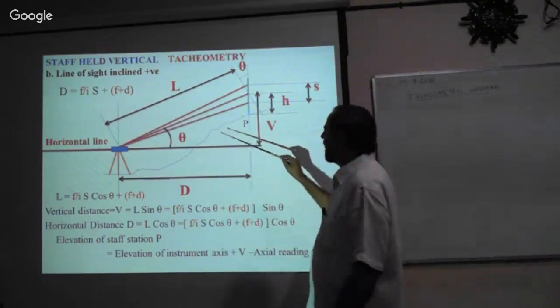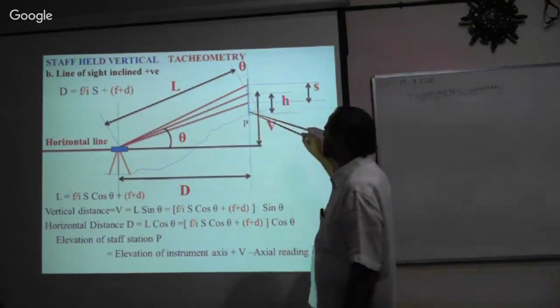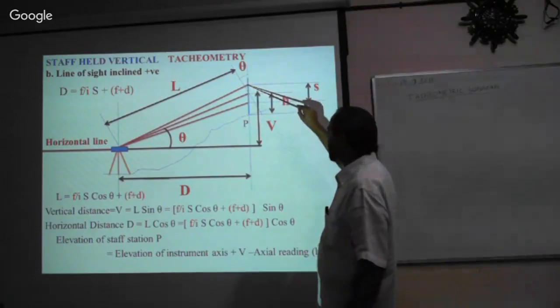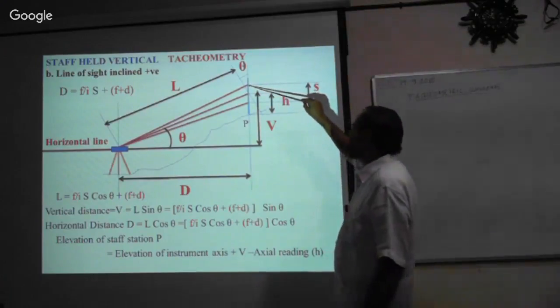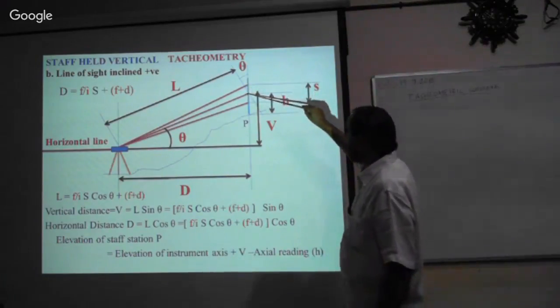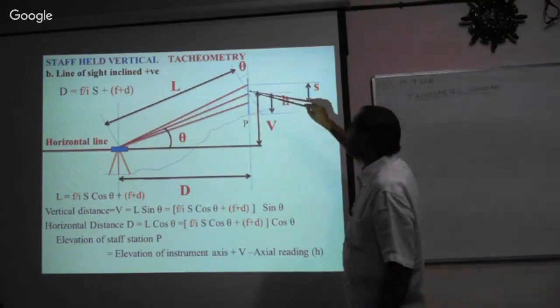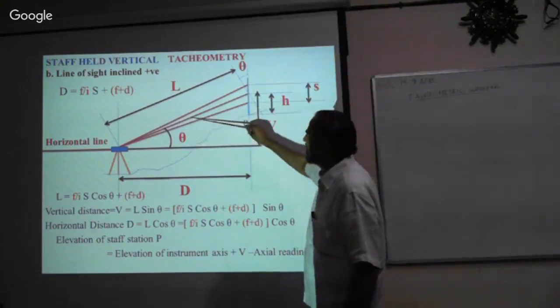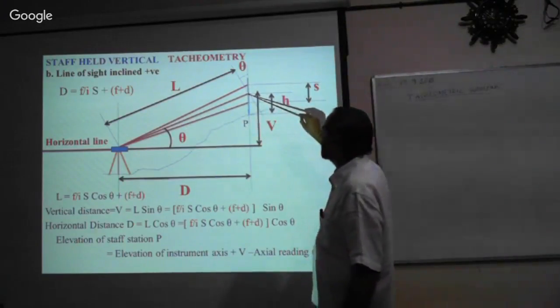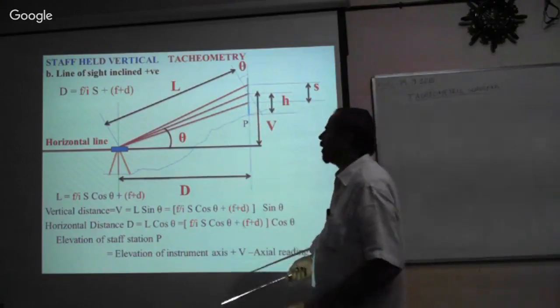Now the data we are going to collect from this: one is the top hair reading, which we can read from the stadia, and the central hair reading and the bottom hair reading. There are three data, plus one angle, that is the vertical angle. So now we have four data.